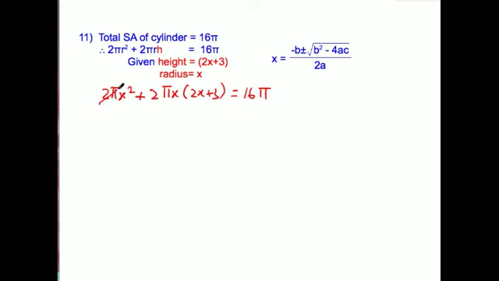Dividing throughout by 2 pi, we have x squared plus x(2x plus 3) equals 8. And simplifying this, we have 3x squared plus 3x minus 8 equals 0.